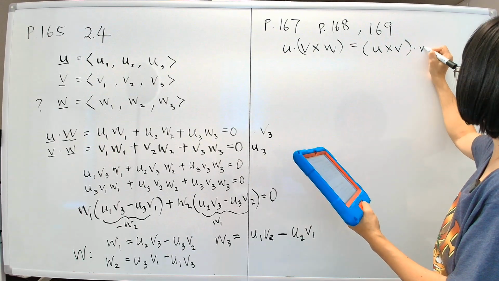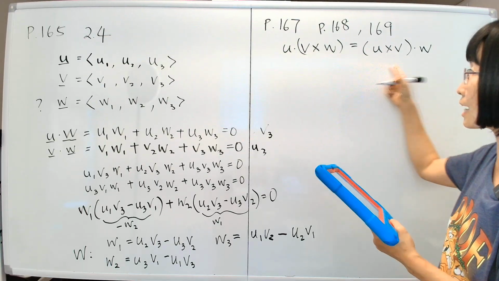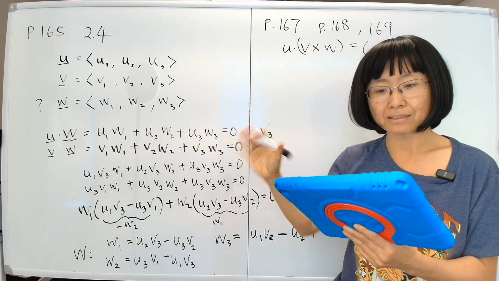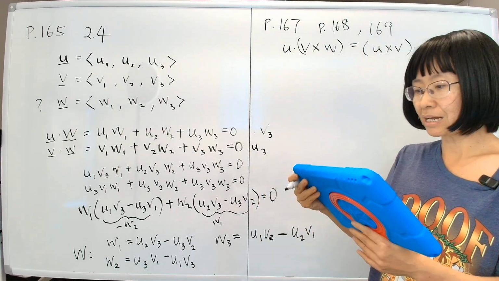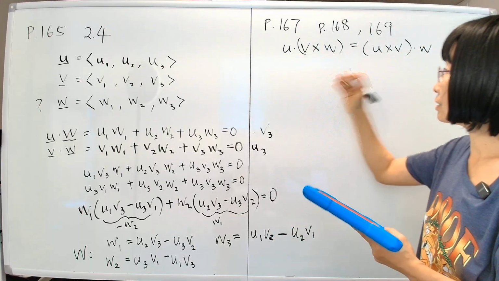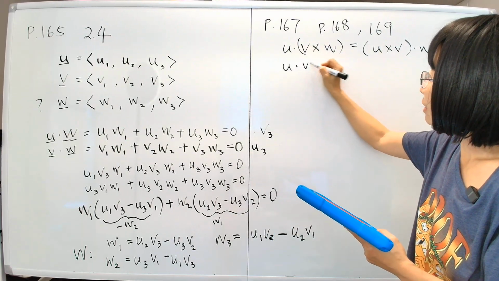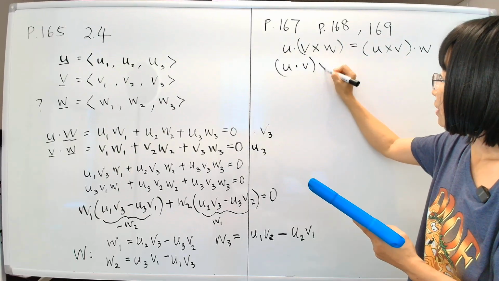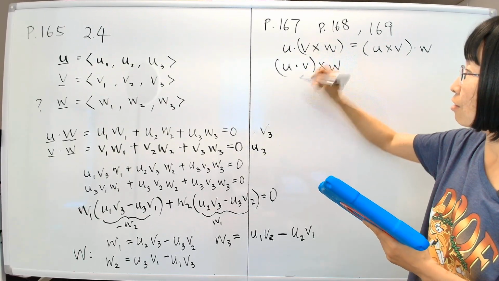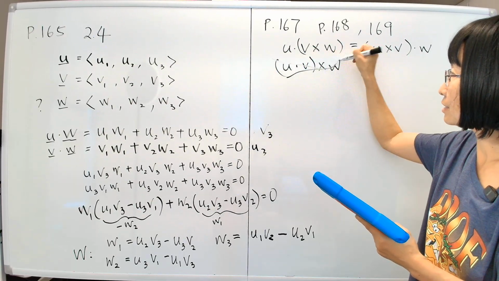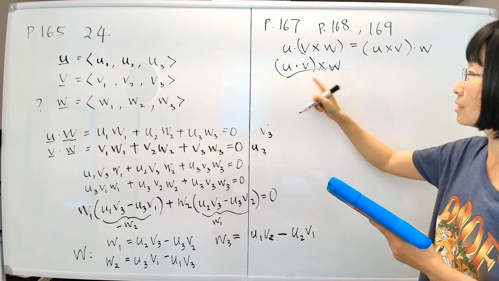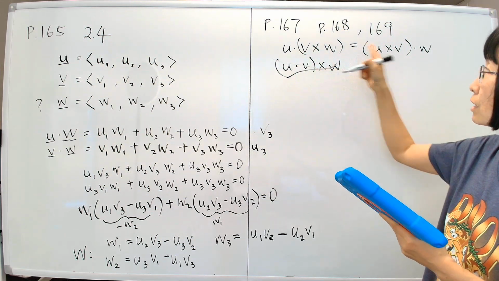Now this matters. This exact thing has to be followed, being that the cross product is not commutative. You cannot just run it around. For example, if you say u dot v cross w, is that equal to that? No, this is not okay. This is not the same thing as that. So this is the only way it works.